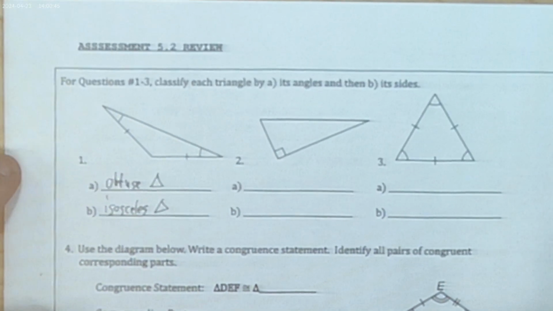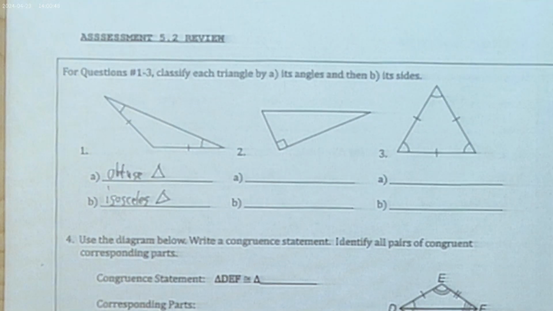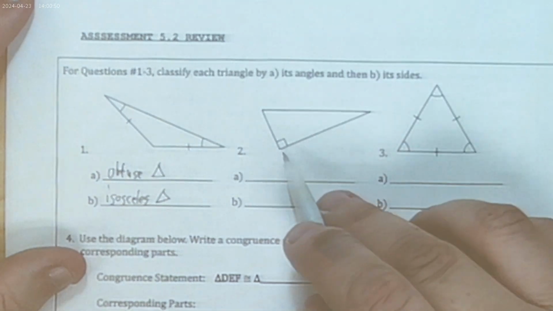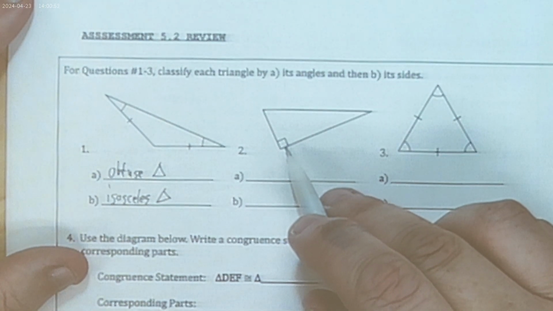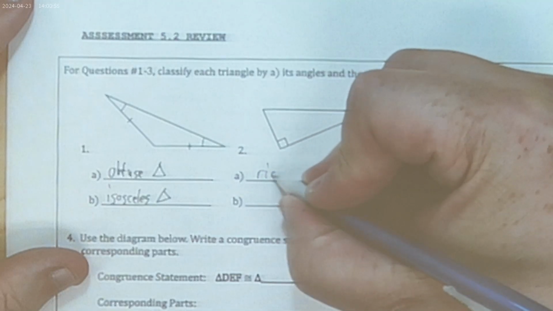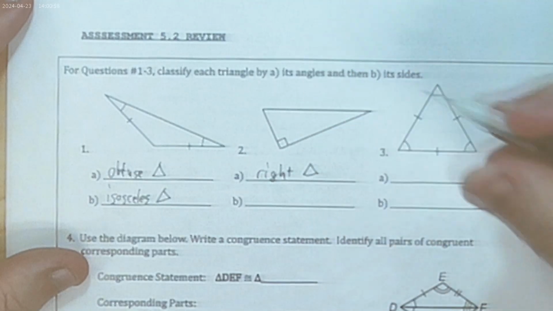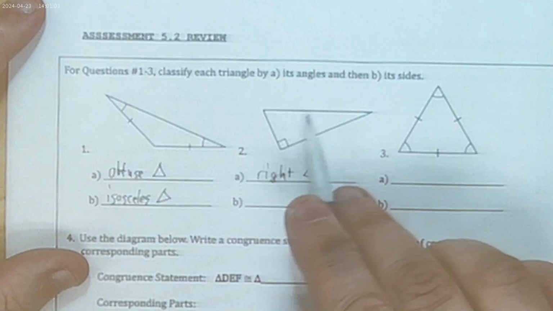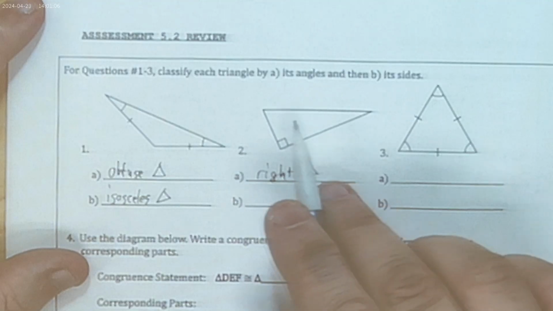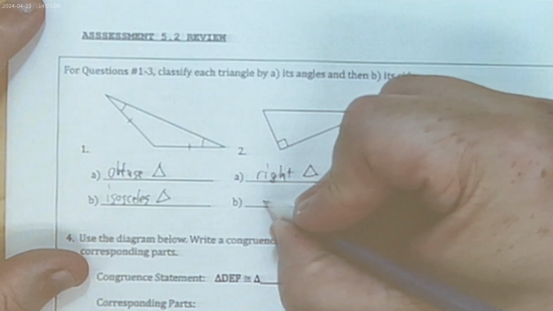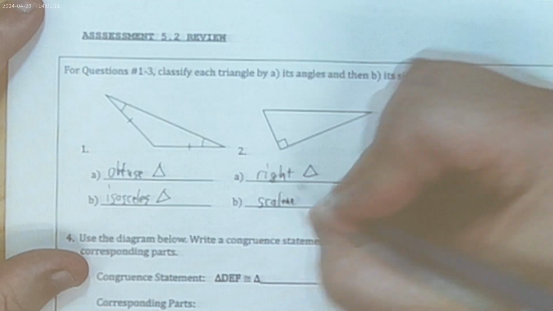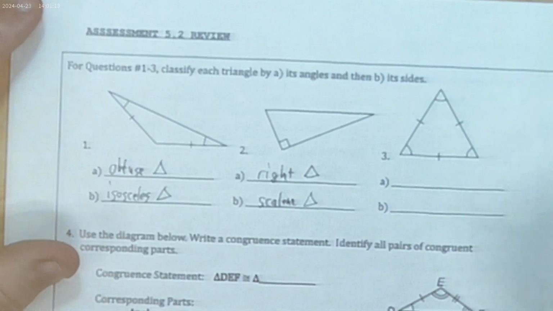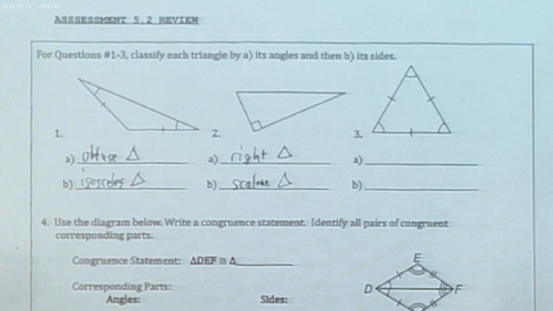All right. So for the second one, going by its angles, I only have the one angle that I really care about right here. That's going to be a right triangle. And then as far as the sides are concerned, I don't see any congruency markers. I don't see anything that says this side equals this side equals this side. So that means it is a scalene triangle.